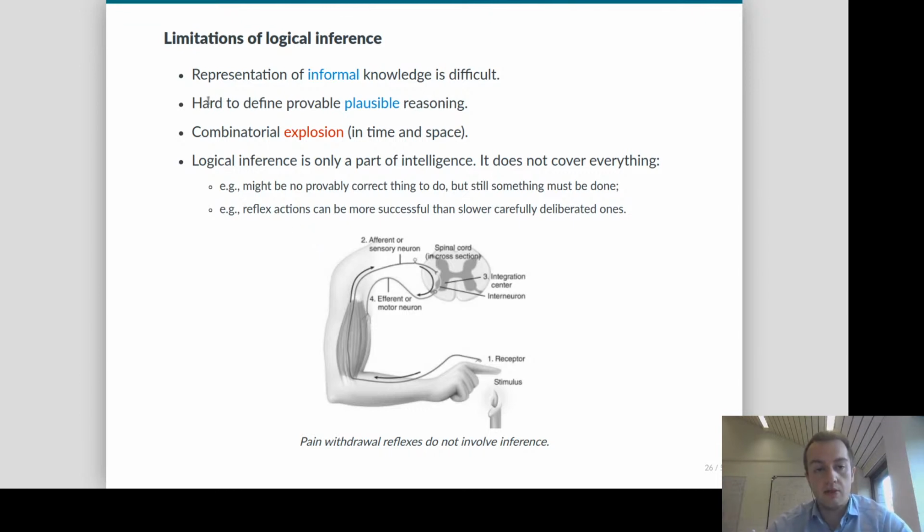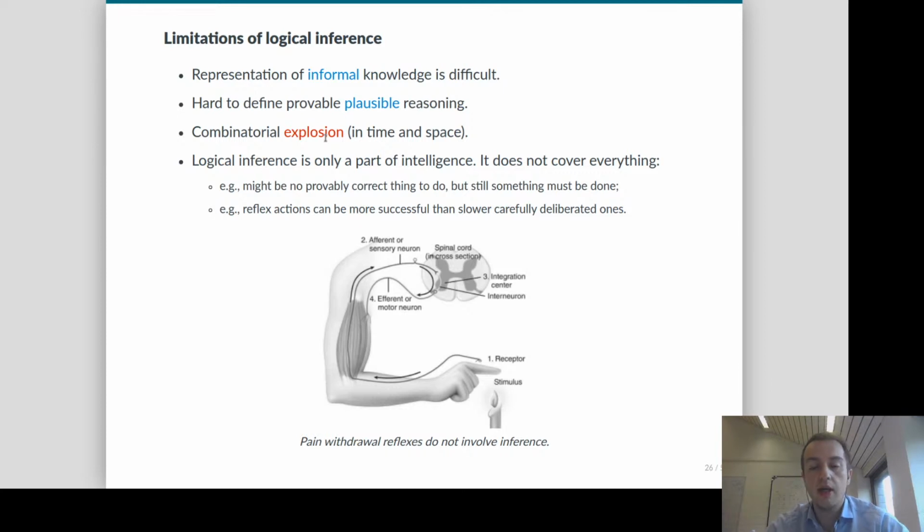And so this is why it's very hard to define provable, plausible reasoning. As soon as you have uncertainty, it becomes very difficult to use, because you could still in some way try to discretize your problem with respect to your level of confidence, but then that would quickly lead to a combinatorial explosion, and therefore just solving these programs would no longer be tractable in space and time.